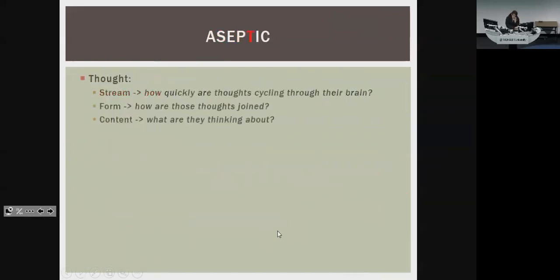Good. Thought. Whenever we think, there are 3 components to us thinking, okay? There's the thought stream. How quickly are the thoughts cycling within our head? There's thought form. How are those thoughts joined together? And finally, there's thought content. What are we thinking about? And that's how you need to break up the disorders of thought into those three components.